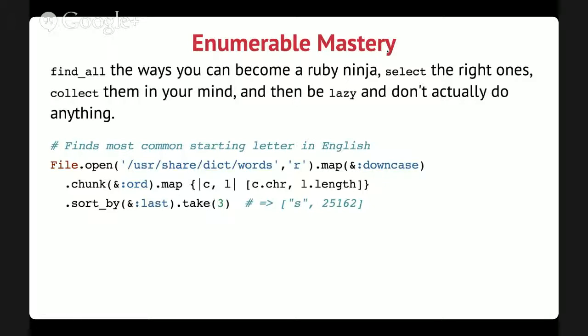So here's just an example of what happens if you overuse Enumerable in a single line. Here we have one line that finds the most common starting letter in the English dictionary. We're just opening our dictionary, downcasing all the words, chunking it by the first letter, making little groups of it, and then sorting it.